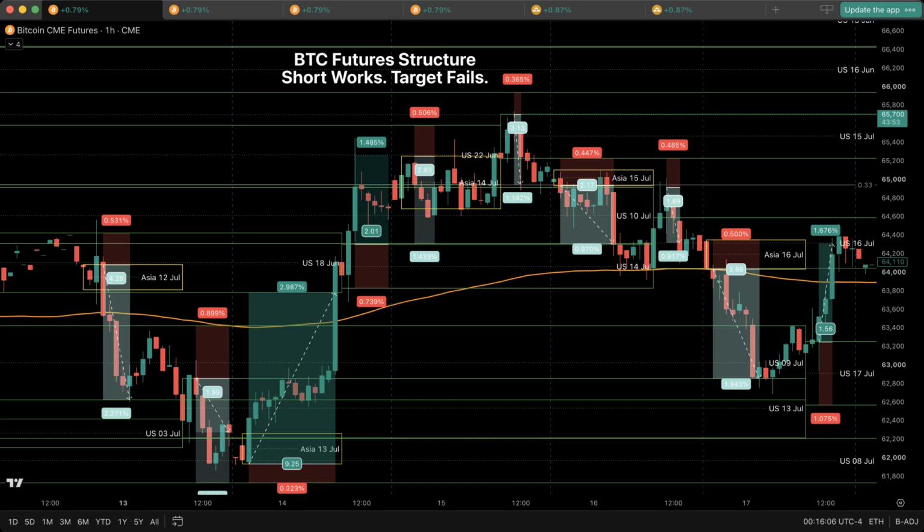Entry. July 13th U.S. upper boundary. Stop. July 9th U.S. upper boundary. Target. July 8th U.S. lower boundary. Risk-reward ratio 1.99. Price reaches. It reacts. It fails to finish. Then the account protects.